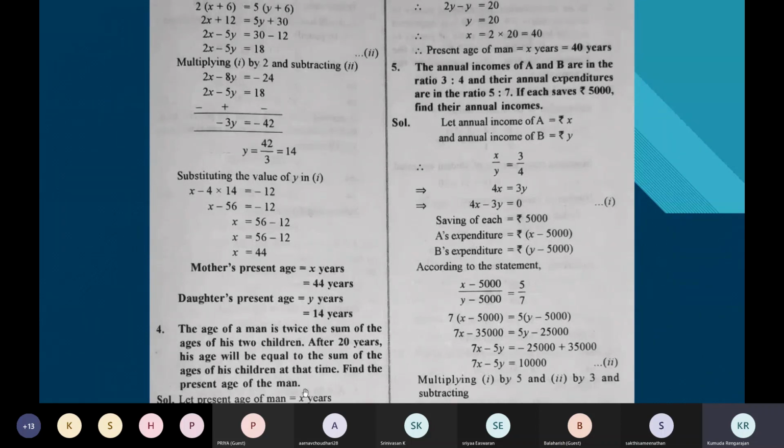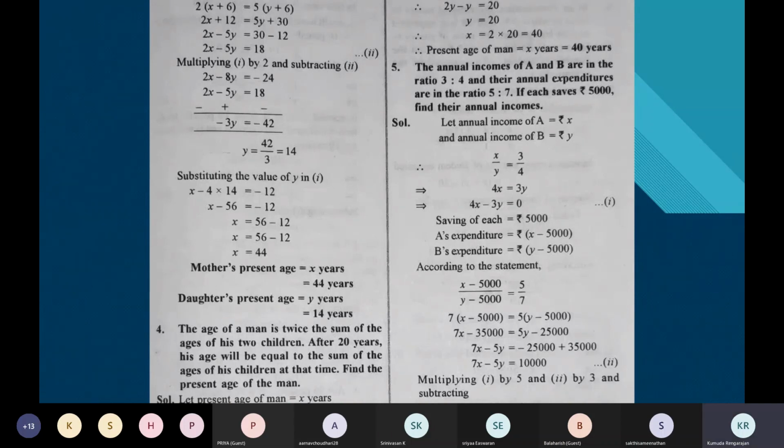Find the present age of the man. Find only the present age of the man. Which means you don't have to find the present age or the present ages of the two children. The question is to only find the present age of the man. Then what about the present ages of the children? That you don't have to find.